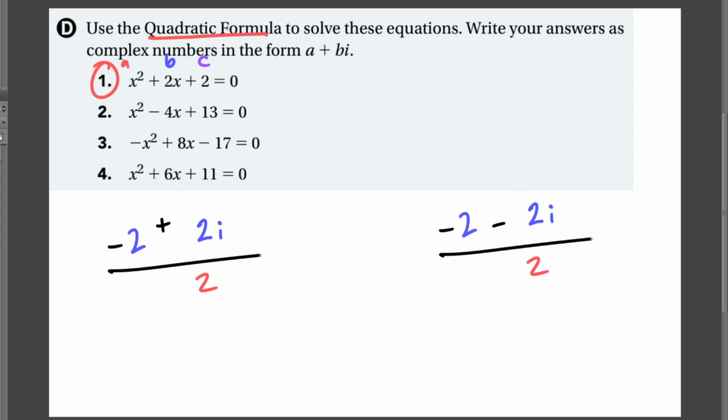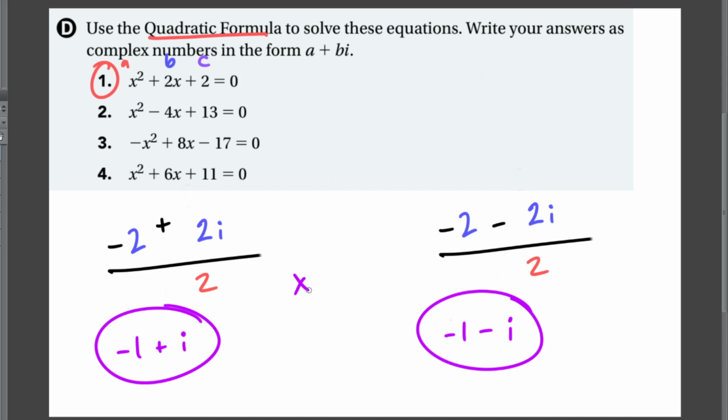Cool? So now while I can't do -2 plus this, both of these are going to be divided by 2. This actually makes life very easy for me. -2 divided by 2 gives me -1. 2i divided by 2 simply gives me i. On this side, -2 divided by 2 simply gives me -1, minus 2i divided by 2 gives me i. And those are my 2 answers.